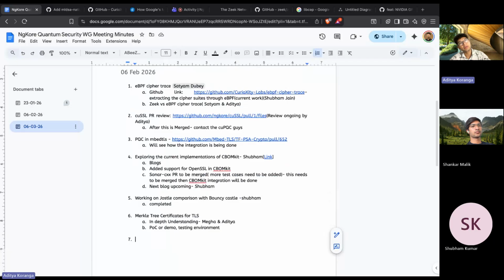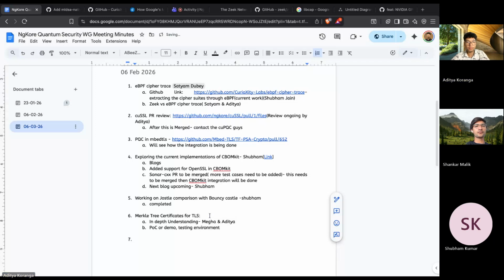Okay, I've not read this one, but I've read another blog in which Cloudflare, along with Google, are going to do a three-stage collaboration for the Merkle tree certificates. Okay, yeah. So let me see. I'll bring up the link. This one.